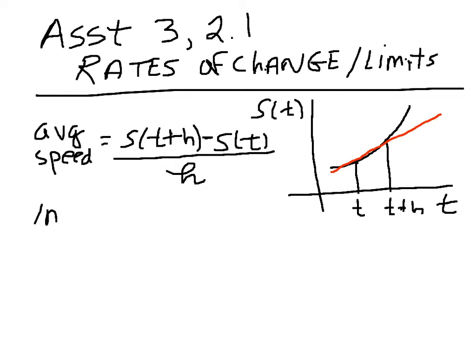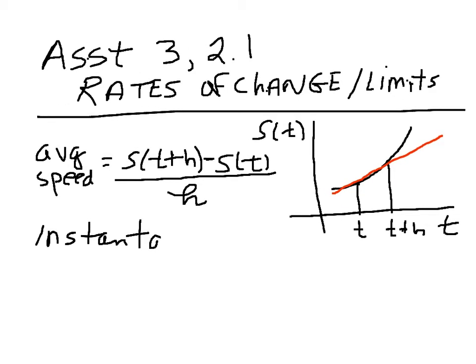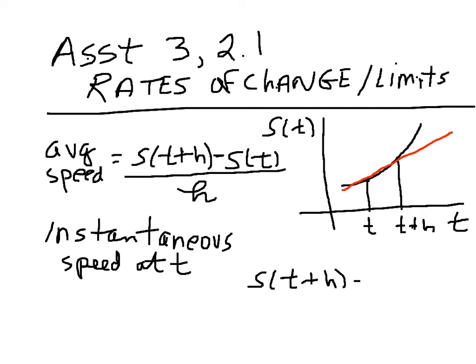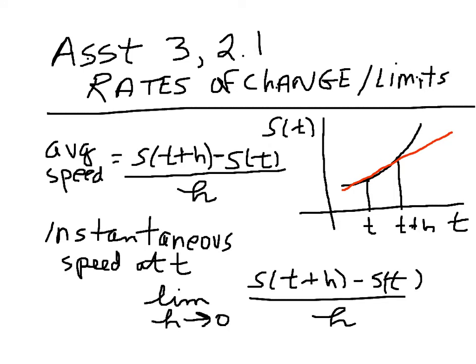Suppose we want to know the instantaneous speed at t. What we want to do is let this point get closer and closer and closer to t. And so the instantaneous speed at t is going to be, as we wrote above, s of t plus h minus s of t over h, and now we take the limit as h goes to 0 of that.